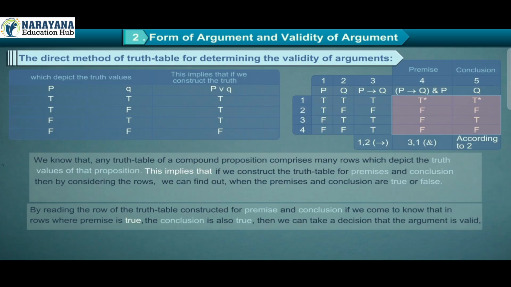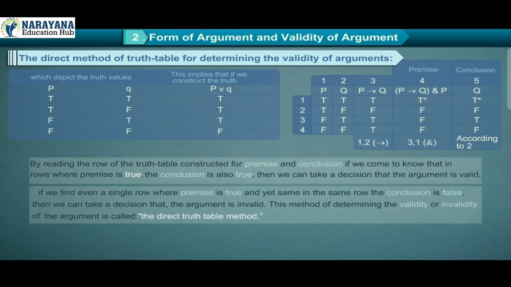By reading the rows of the truth table constructed for premise and conclusion, if we come to know that in rows where the premise is true, the conclusion is also true, then we can decide that the argument is valid. If we find even a single row where the premise is true and yet in the same row the conclusion is false, then we can decide that the argument is invalid. This method of determining the validity or invalidity of the argument is called the direct truth table method.